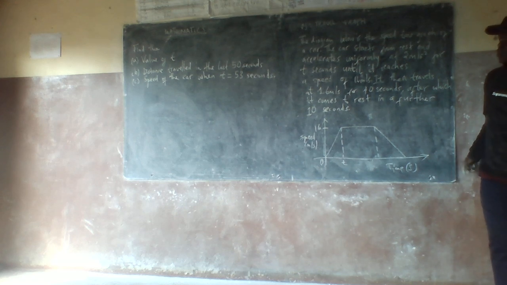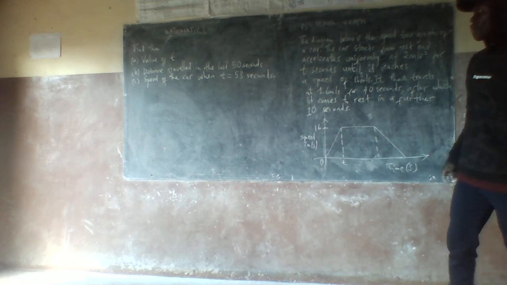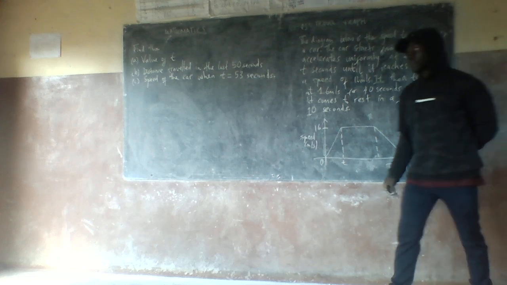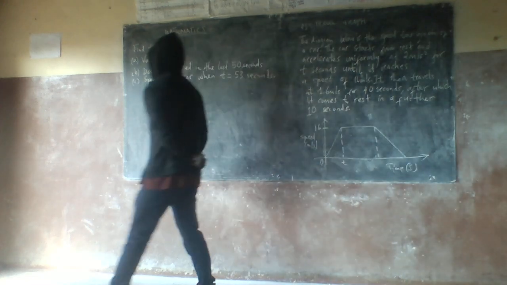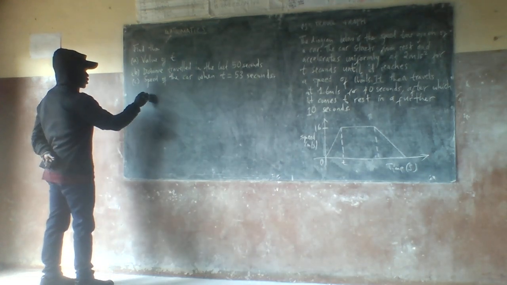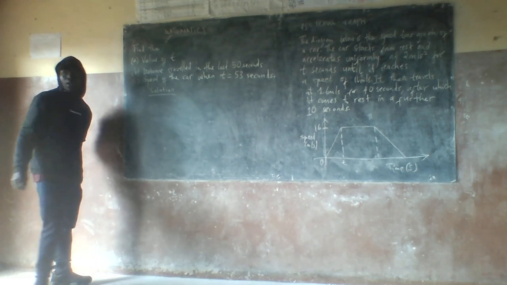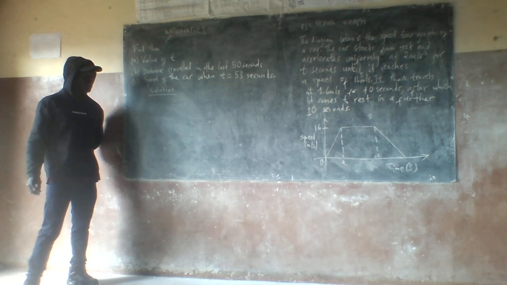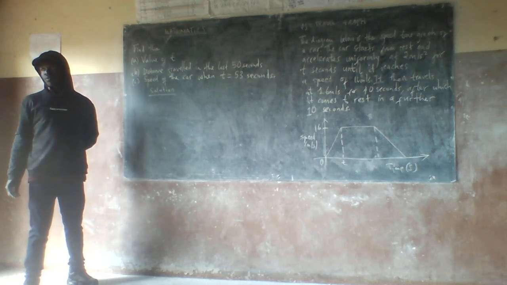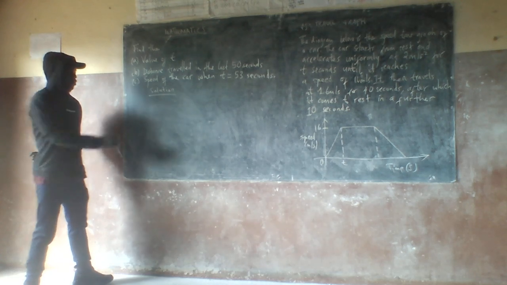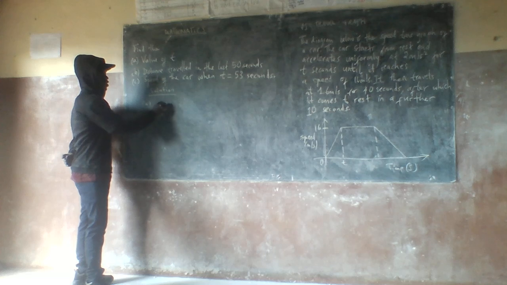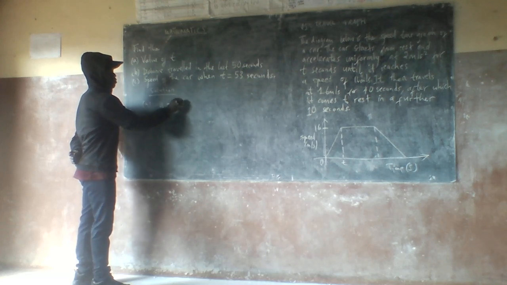Let's check this question. The first question is saying, find the value of t. So we know t is time. So solution. Children, what is the formula? What are we going to use to find the value of t? Acceleration equals velocity final minus velocity initial over the time which has taken place.